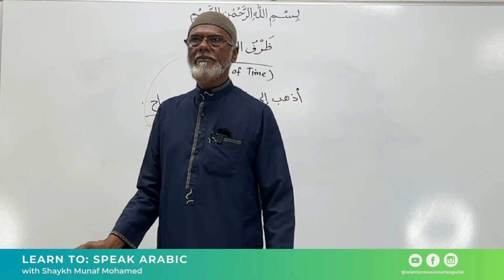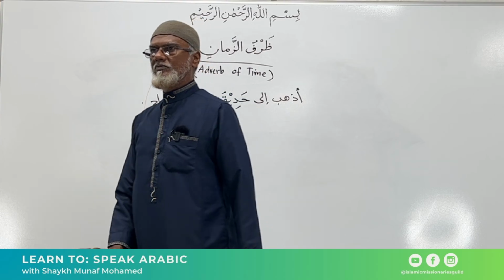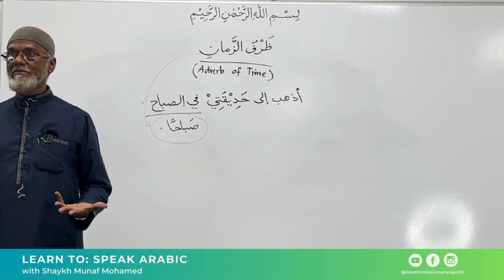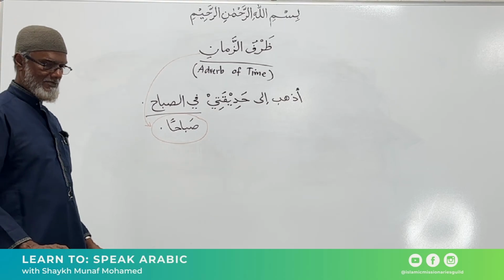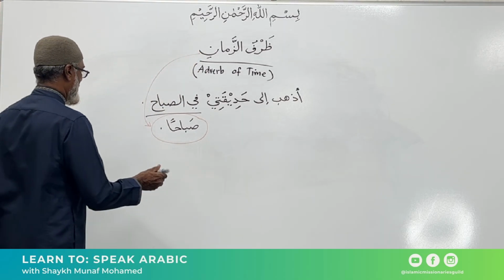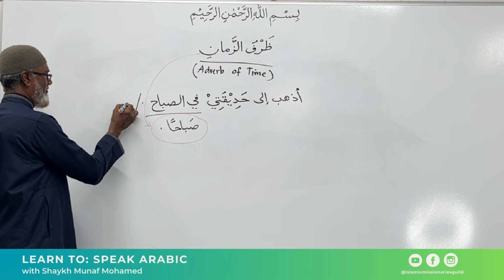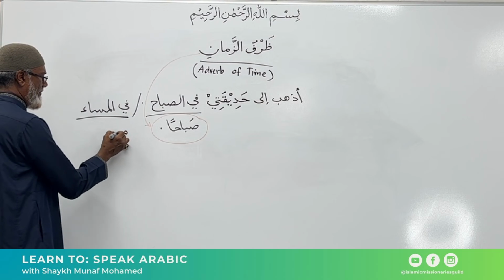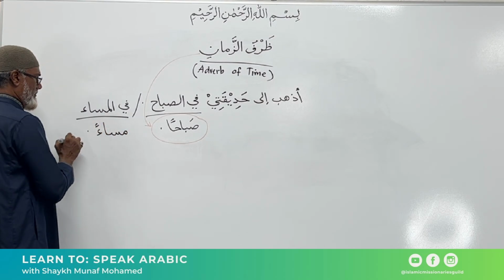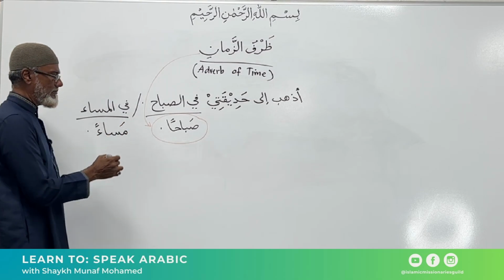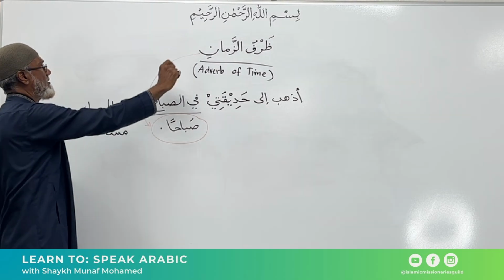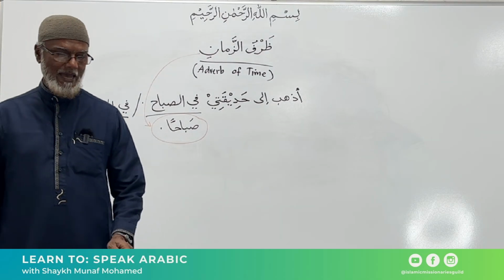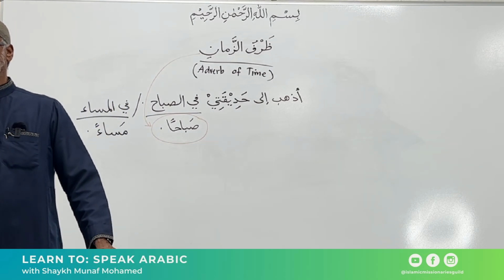And if I want to say "in the evening," I would say fil masa. Instead of saying fil masa, we say what? Correct, masa'an. It is written like this. So masa'an is also zarf zaman. Masa'an means in the evening or at the evening.